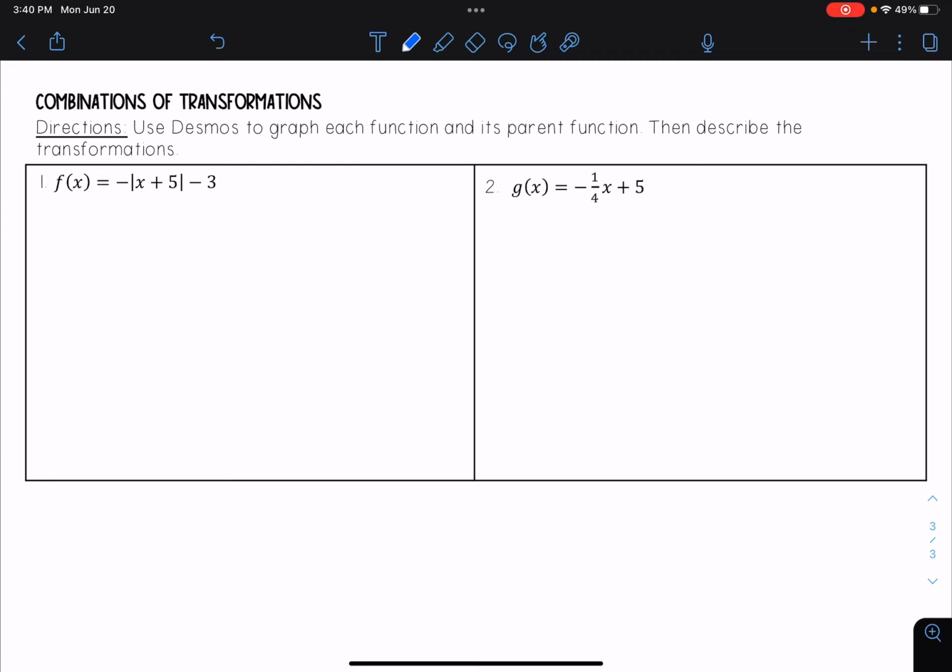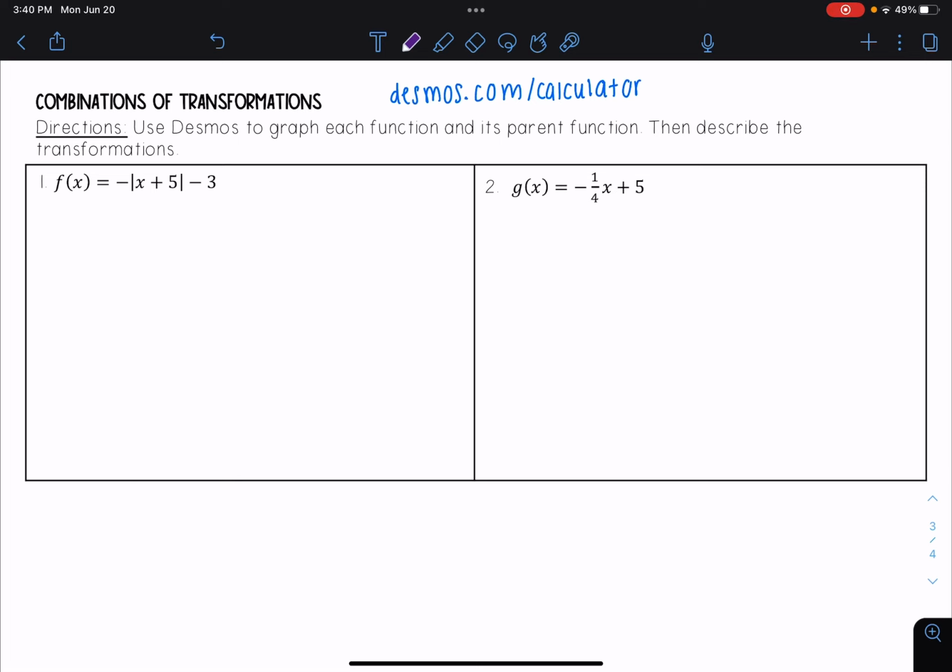And so when I say Desmos, I mean you're going to go to desmos.com/calculator. And this is an online graphing calculator that you can use that is absolutely free. So we're going to use Desmos to graph each function and its parent function. Then we're going to describe the transformations.